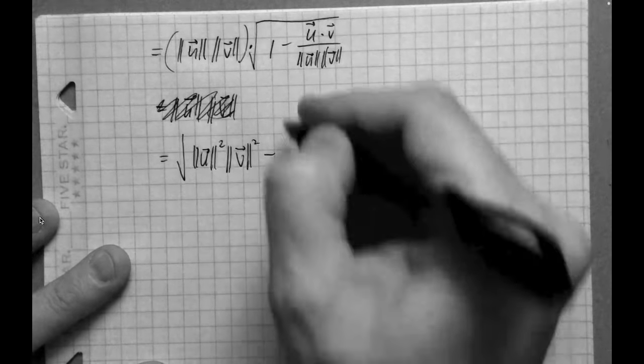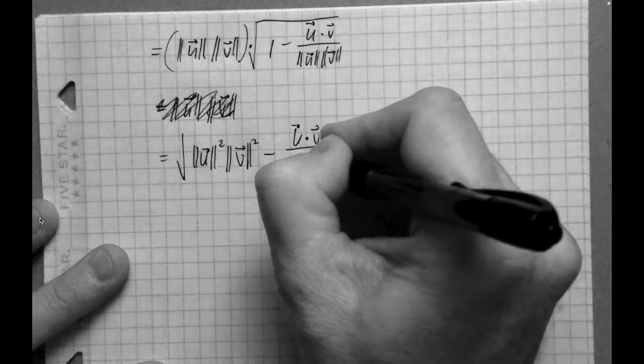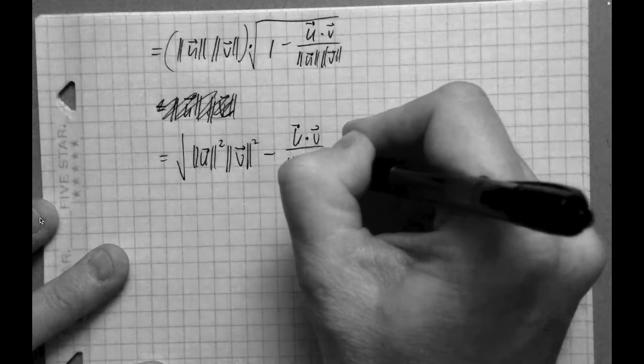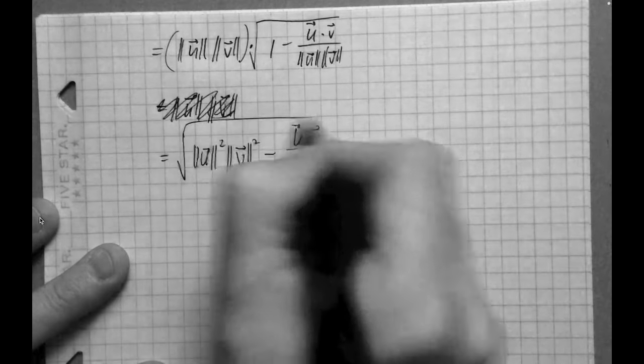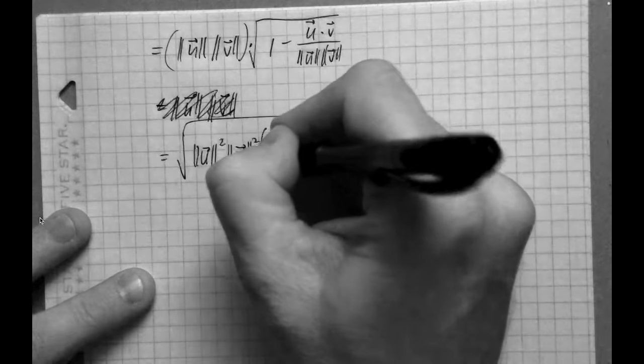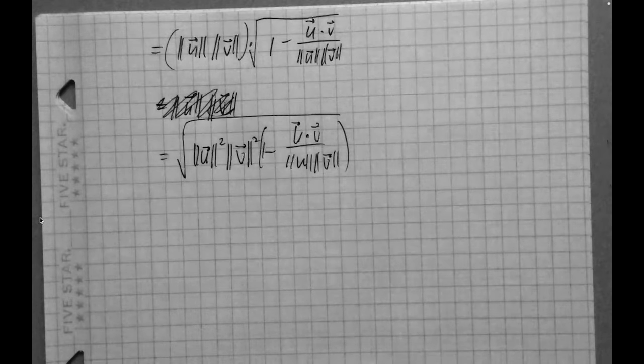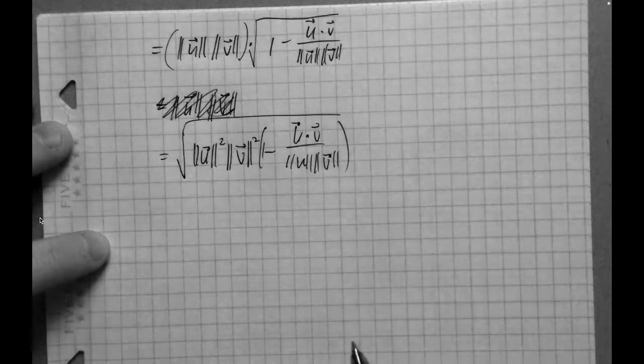Minus u dot v over the norm of u times the norm of v. So kind of do this. Oh, 1 minus that. Sorry about that. There we go. All right, so all I did was bring it inside the radical, right? And it's multiplied by this whole thing.